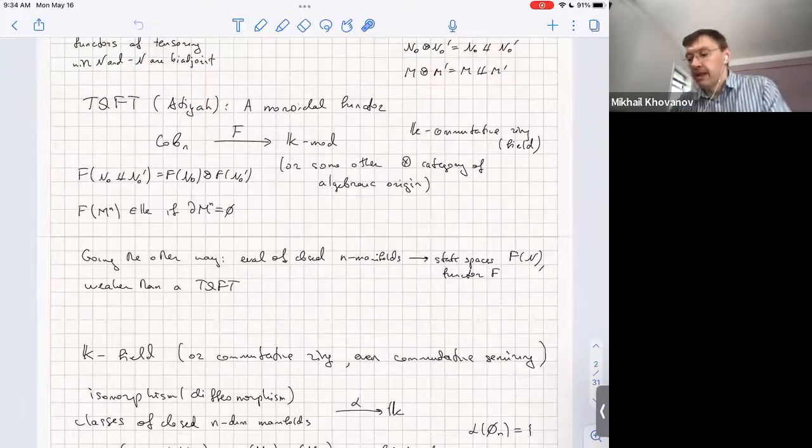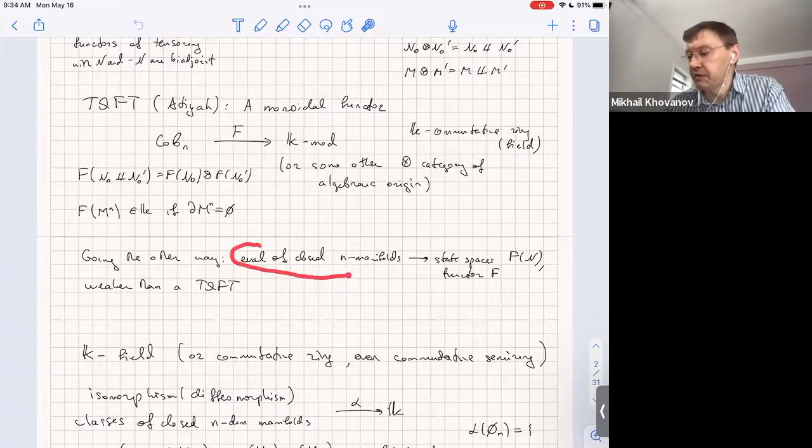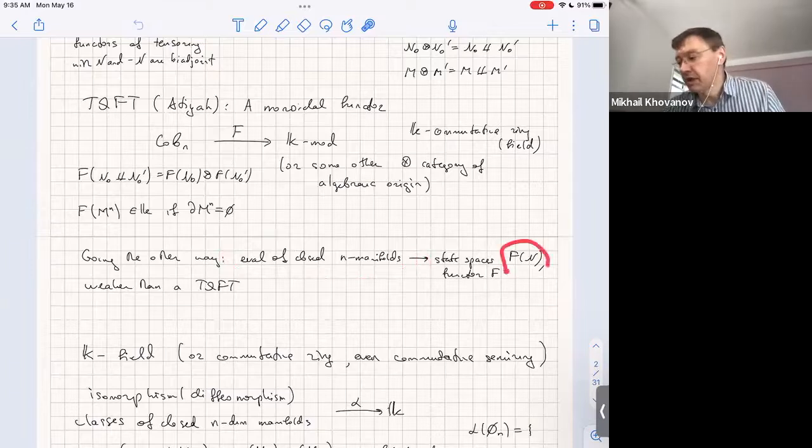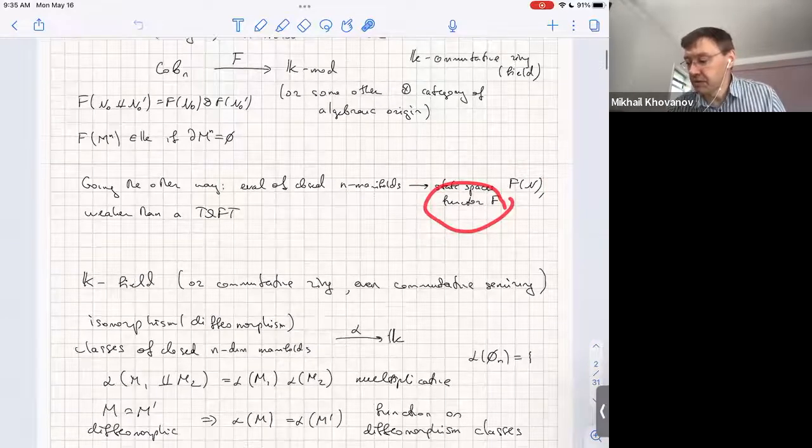So here we can do a sort of toy game. We can go the other way, and this works, and this gives interesting results in low dimensions. We can start with evaluation of closed n-dimensional manifolds and build minimal state spaces for n minus one dimensional manifolds, and the functor F. So how does this work?